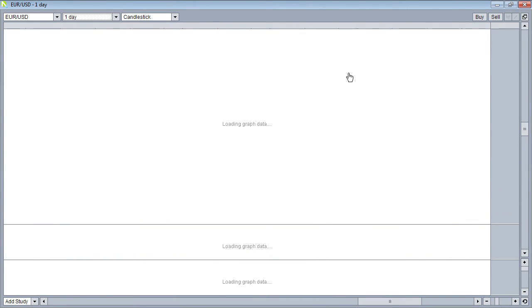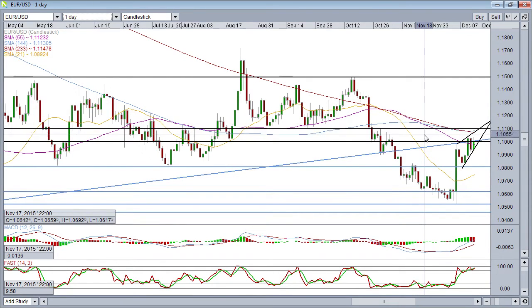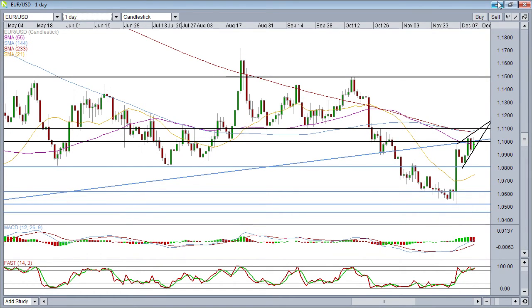The other thing I wanted to highlight again is the fact that this 110, 111 is a very key area of resistance, and if we see that 111 in particular broken, I think we could potentially signal a move back towards these 115 levels.